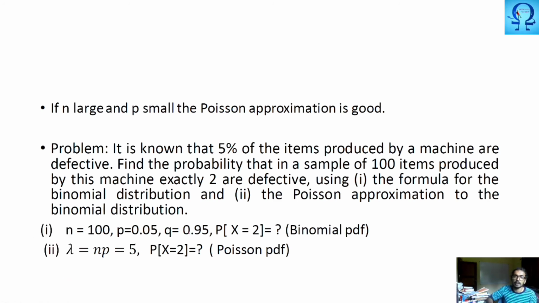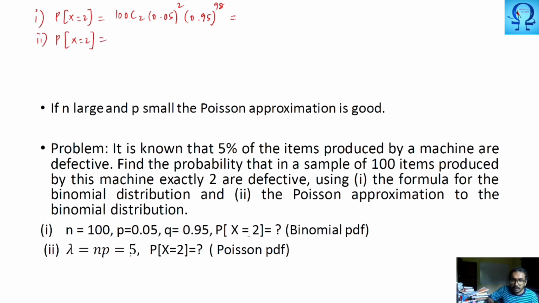So what you have to do here is, n is 100, p is 0.05, and q is 0.95. For this first case, probability of x equals 2 means 100 C 2, 0.05 square, 0.95 to the power 100 minus 2, which is 98. You need to calculate this probability. And in the case of Poisson, lambda is np, which we just calculated, and that happens to be 5. So e to the power minus 5, and 5 square upon 2 factorial. You just calculate it.